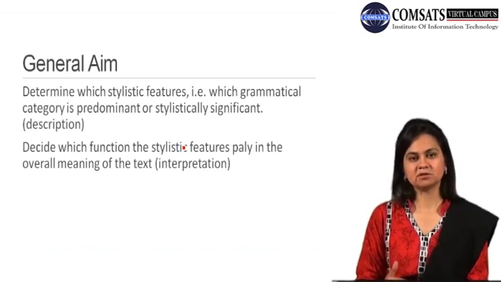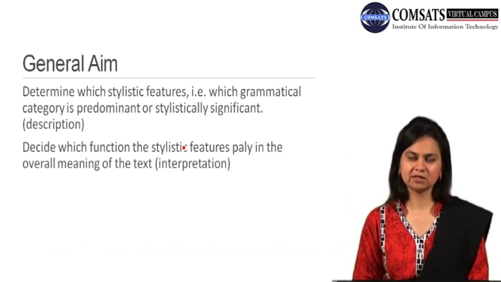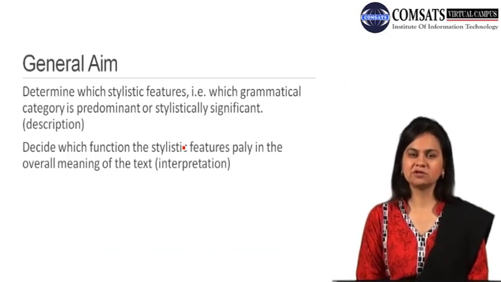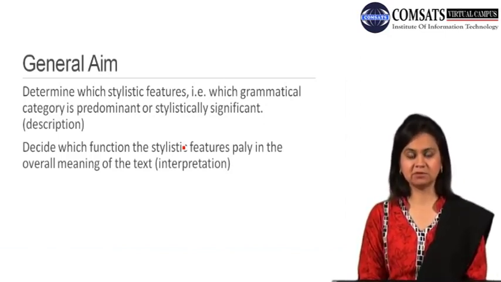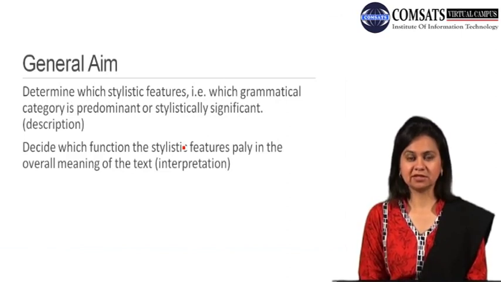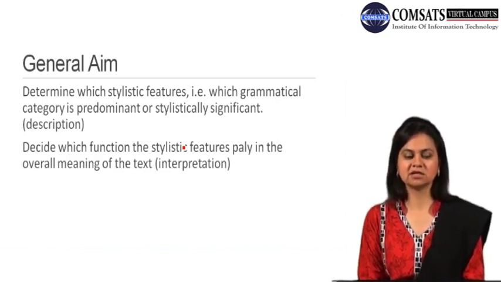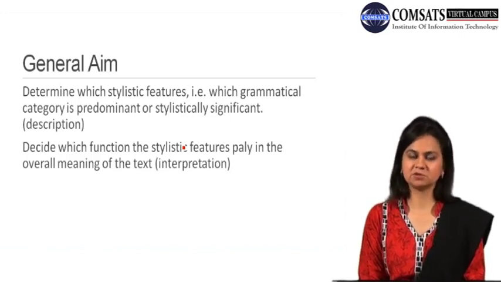Now, the purpose of all this understanding of the scope of stylistics, the significance of stylistics, and the nature of stylistics is to understand what stylistics would achieve, what we would be able to attain through our study of the subject. The general aim that can be distilled from the field of stylistics is that it will help us determine which stylistic features, that is, which grammatical categories, for example, are predominant or stylistically significant in a text. That part relates to the description of a work, to the description of style.